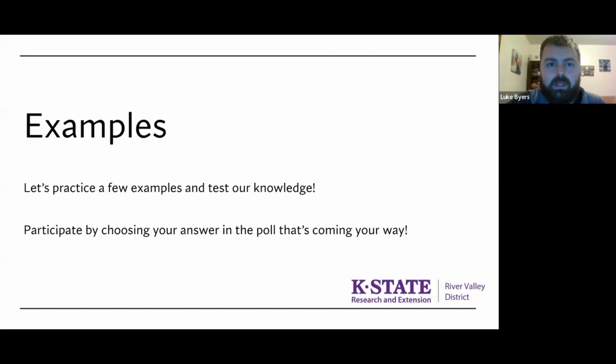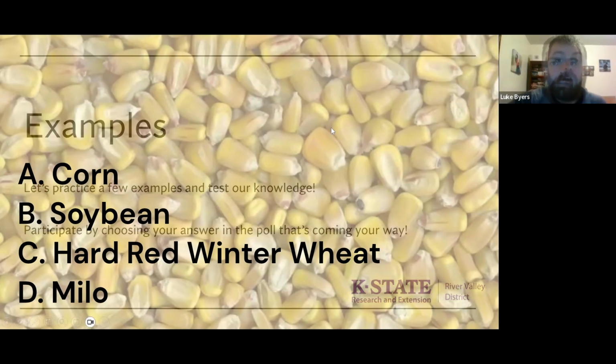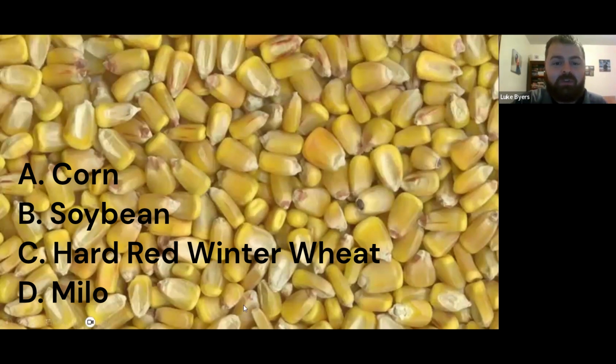So that's just a little bit about the contest. Does anyone have any questions so far before we get into some examples? There's your slide for you. So of those 4 responses, let me know what you think the answer is. So the 4 options that we have there are corn, soybeans, hard red winter wheat, and milo.